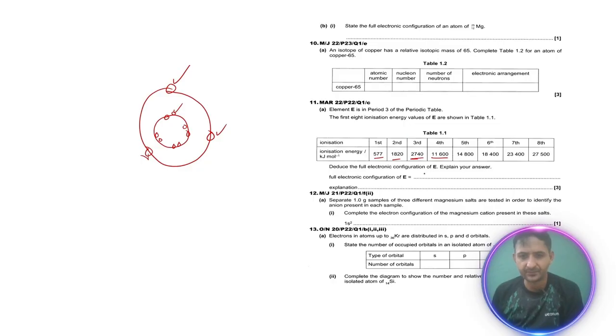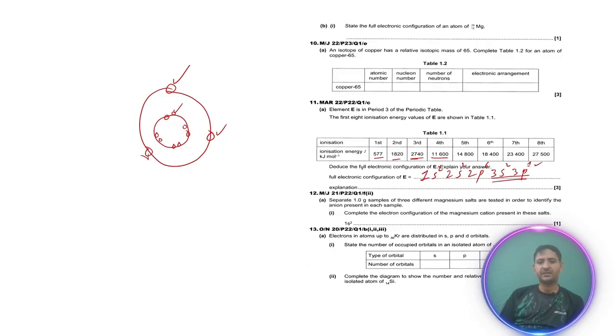So the full electronic configuration, I'm just writing it till 3p: 1s2, 2s2, 2p6, and 3s2 and 3p1. So these 3 electrons are from shell number 3. When you remove the first electron, it requires 577. When you remove 3s1, 1820. When you remove 3s2, 2740. But when you enter the inner shell, it requires much more, which is the correct electronic configuration. Explanation: there is a great jump between the third and fourth ionization energy.